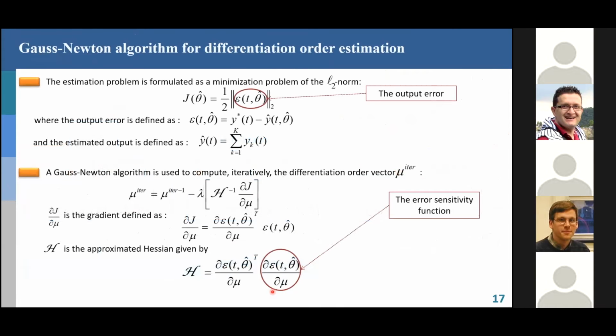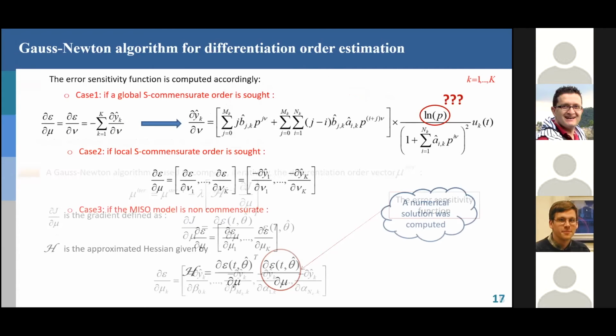Here we're going to move on to the Gauss-Newton algorithm. I'm going to apply just the classical Gauss-Newton, which minimizes the L2 norm. Here we can see the output error defined as follows, and the estimated output in this form. The Gauss-Newton algorithm is based on this equation, where the gradient is defined like this, and H is the approximated Hessian.